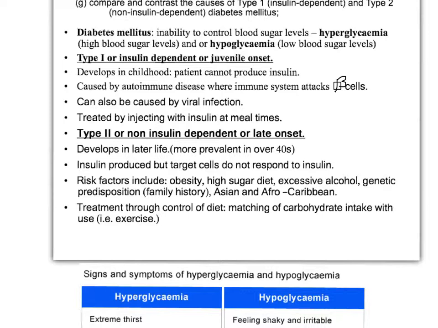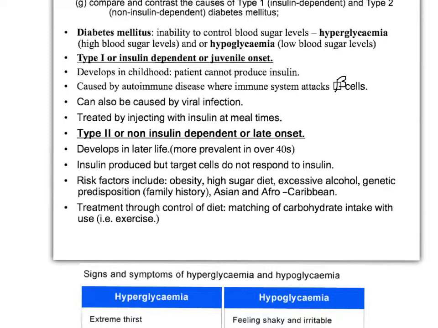Sometimes it can also be caused by a viral infection. It's a thing that can happen post-viral infection when the viruses have obviously attacked the beta cells too. The treatment is injecting the patient with insulin at mealtime, so just before the blood glucose levels are about to rise due to feeding, you inject yourself with insulin, which controls the potential rise in blood glucose.